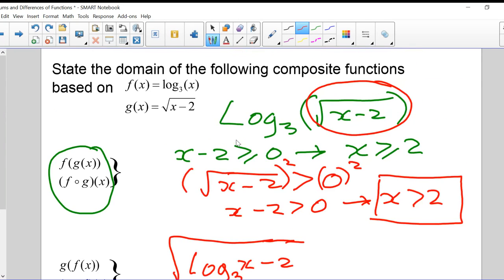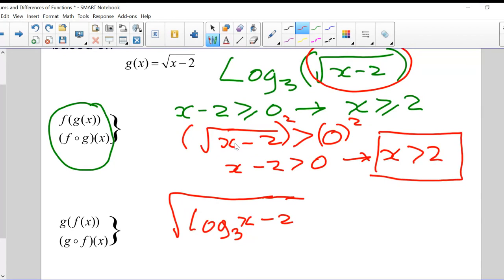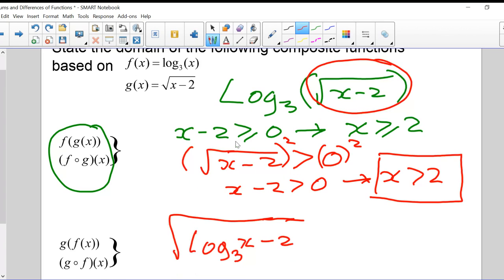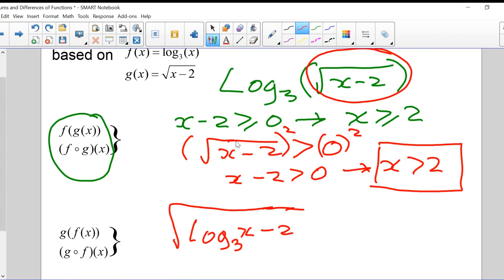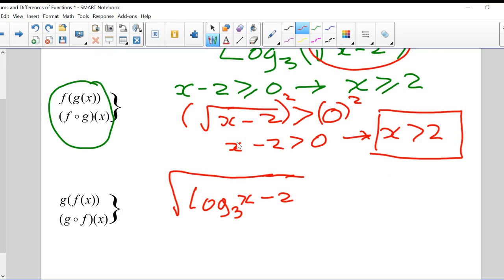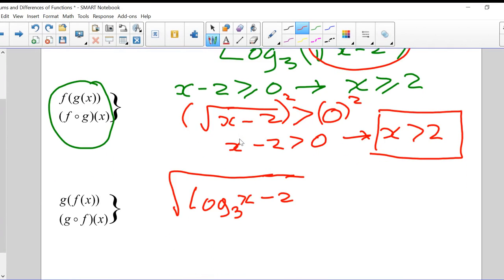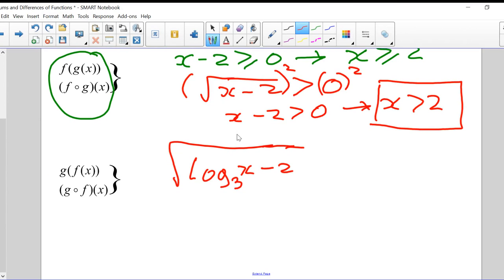So hopefully everybody agrees with what I've done for the g of the f of x, right? The g function, which is the square root of x minus 2, right, is going in. The f function is going into the g function. I said that wrong. So the f function is the log base 3 of x. So wherever I have x in the other function, I'm putting that in its place. So here's what we have. So we know that the thing under the square root sign must be greater than or equal to 0. We know that, right?